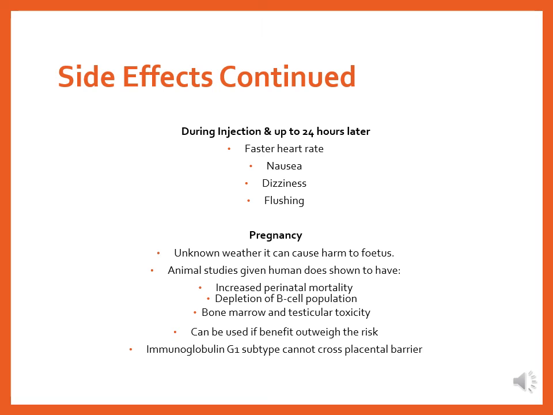It is not known whether the drug can cause adverse fetal harm or reduce the reproductive capacity in humans. However, in animal studies, doses equivalent to human or more have shown to increase perinatal mortality, depletion of B-cell population, and bone marrow and testicular toxicity were observed in the offspring.